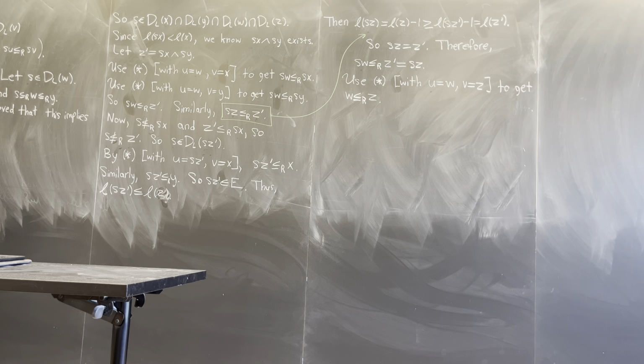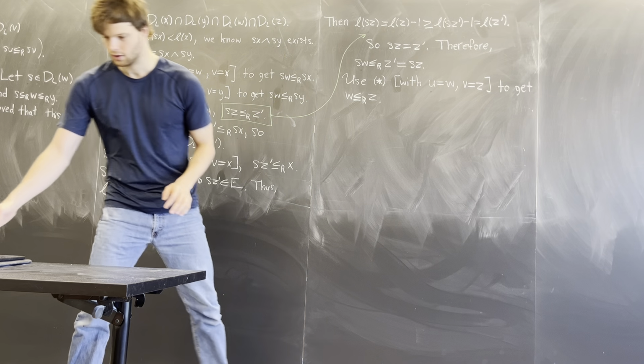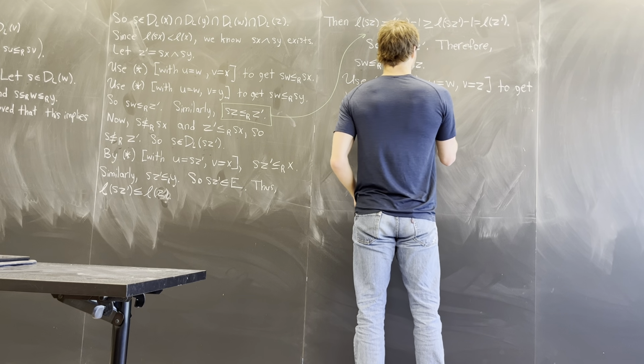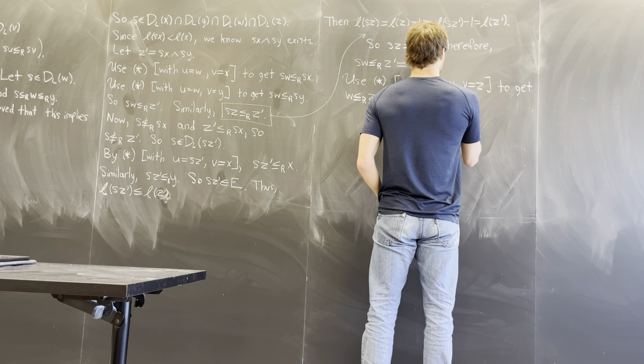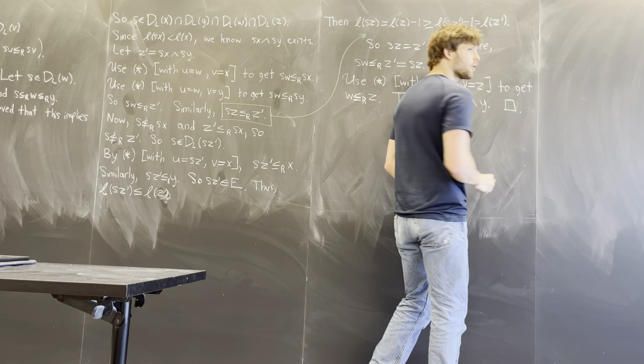Because we wanted to show that Z is the greatest lower bound of X and Y, meaning we want to show that it is greater than or equal to everything in capital E. So we chose something in capital E, we can assume it's not the identity, and we show that that thing is less than or equal to Z, so we're done. So thus, Z is X meet Y. Okay.